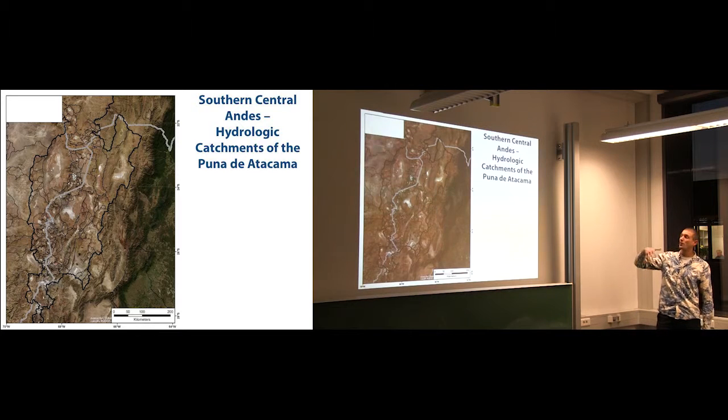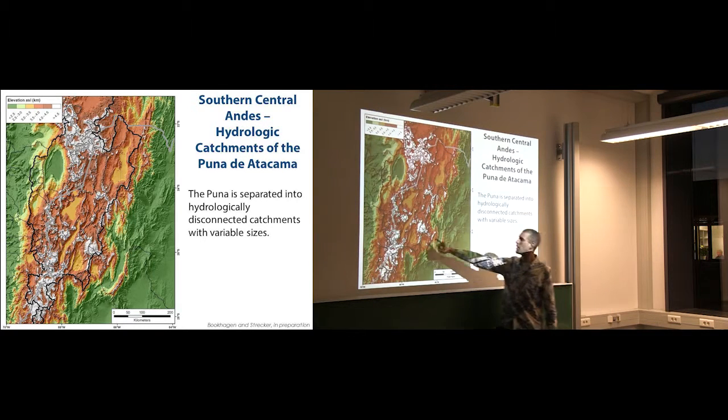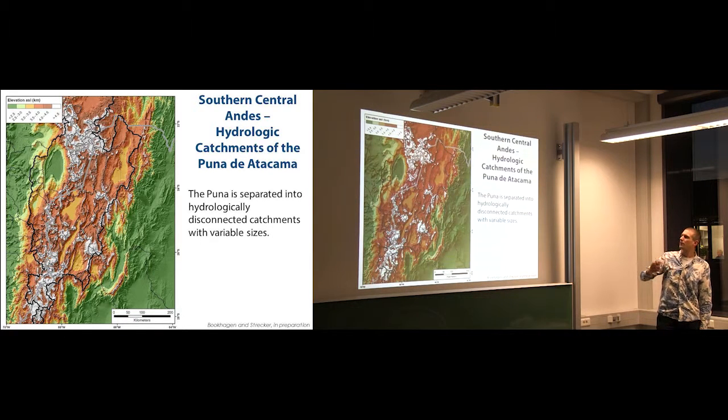If we go to the north, to the Altiplano, you would not see that. You would have one or two large catchment areas. So the southern Puna has a very different geomorphic characteristic. If we look at the topography in the same image, you can appreciate the large basins that occur in some regions. So again, the Puna is separated into hydrologically disconnected catchments with very different sizes.